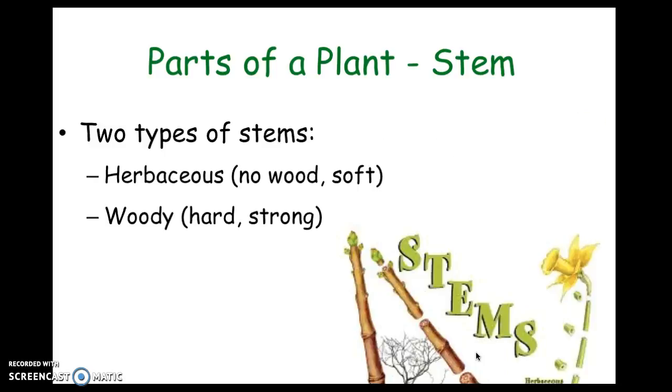Again, we have 2 main types of stems. We have herbaceous stems. Those are like the stems that you see on flowers, right? There's no wood, they're soft. They still provide a little bit of support, but no wood. And then we have woody stems. So you think about a tree trunk, you think about bamboo. These are hard, strong stems.